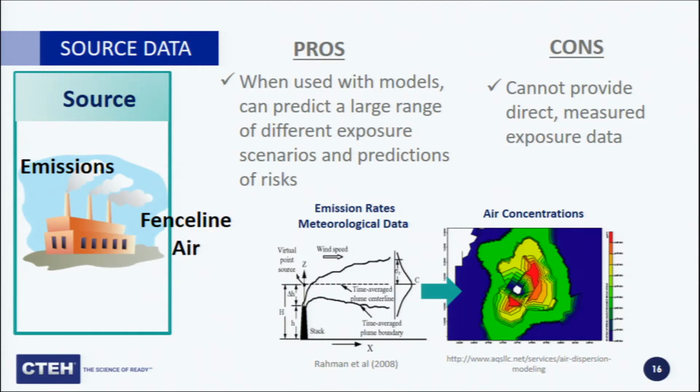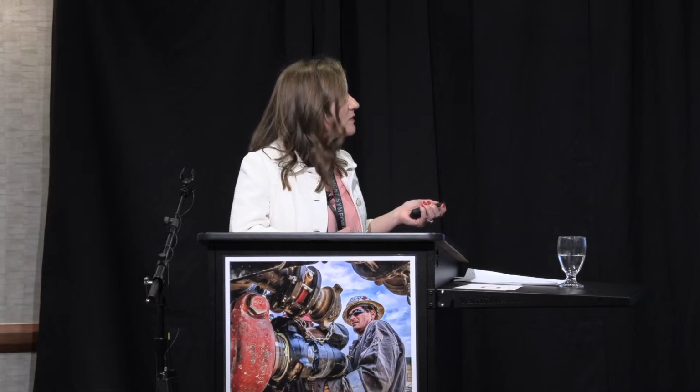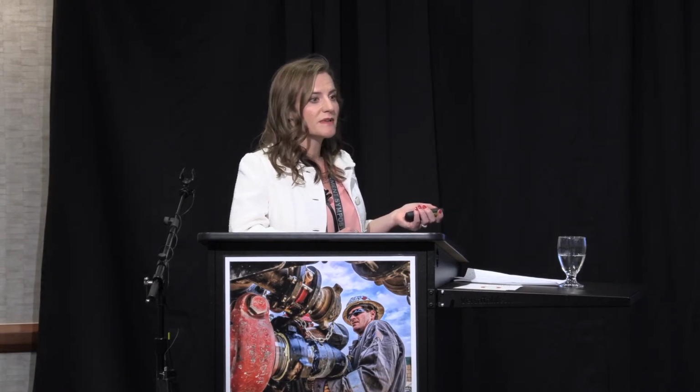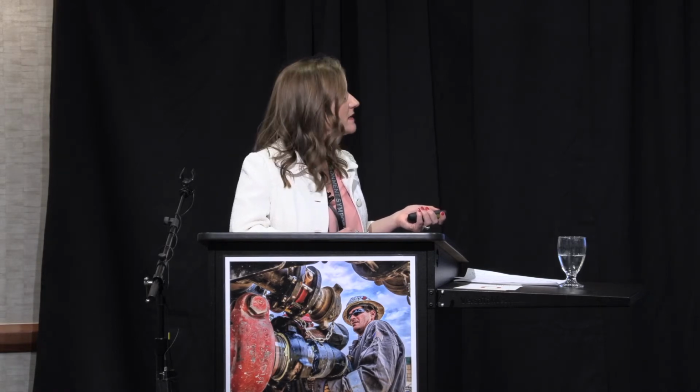So source data, emissions. I think Senate Bill 181 says something about possibly doing emissions monitoring of methane and VOCs. I don't know what the specific intent is in the bill, but from a health risk perspective, emission information or fence line air monitoring might be able to tell you something about community health risks if you use models, like dispersion models, that can predict ranges of exposure scenarios. But in and of itself, fence line air monitoring or emission information is not going to provide a direct measure of community exposures. It's not what a person is breathing at a fence line. But you can use models to make predictions of that.